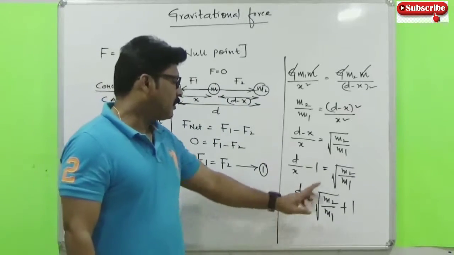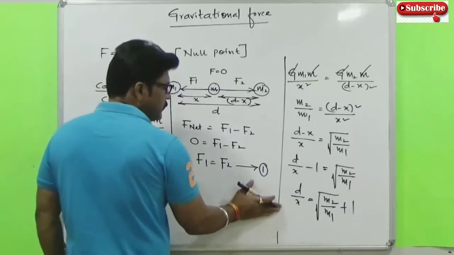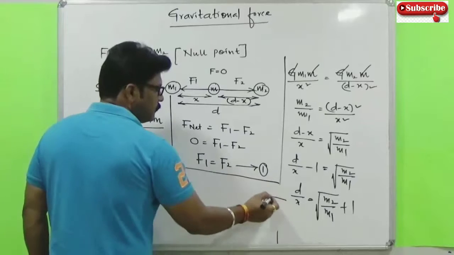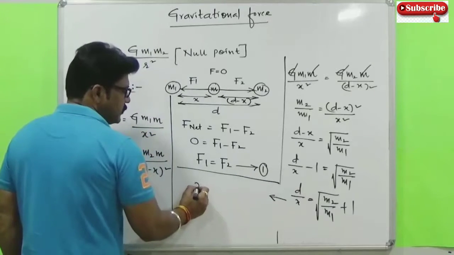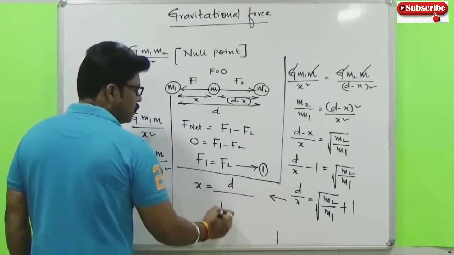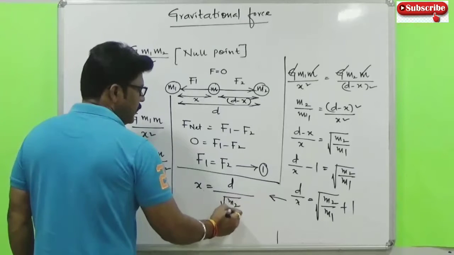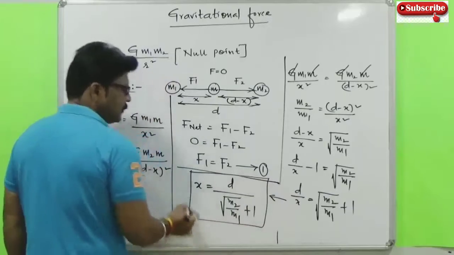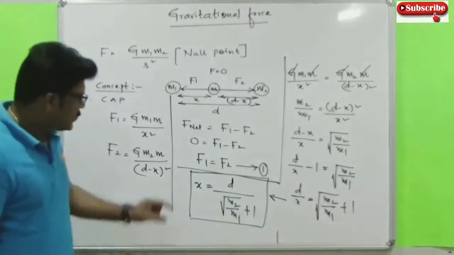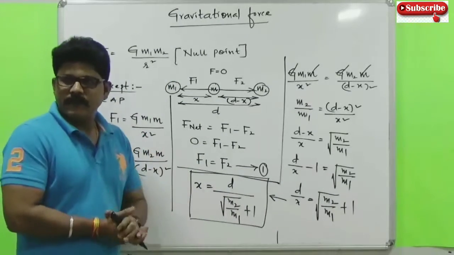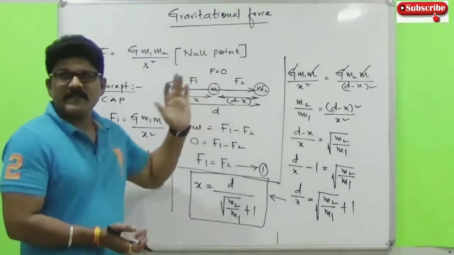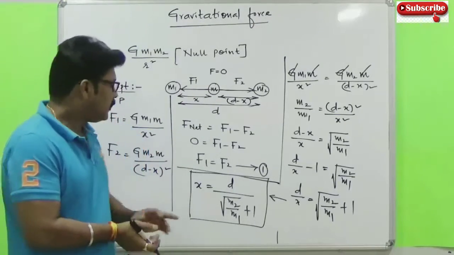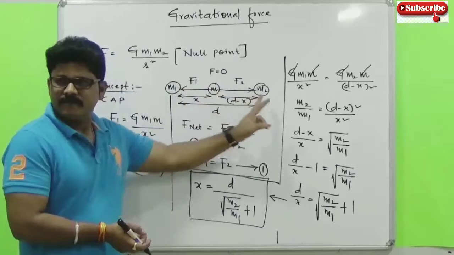So d by x. Now what is the value of x? Now I will write here. So now this is continuation. x is equal to d by (under root of m2 by m1, plus 1). So this is nothing but the distance. Now you ask where it will be centered if both masses are equal.